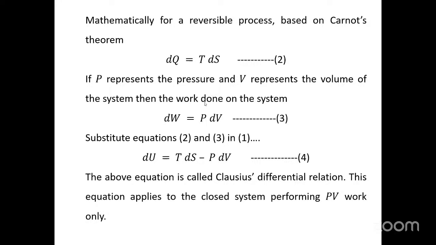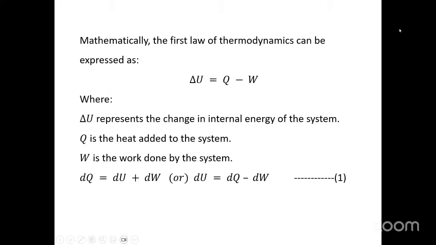Pressure and volume, ma'am. Yeah, in that third equation, pressure and volume represent the work done on the system. dW is equal to PdV, where P is the pressure and V is the volume. Yeah, substitute equations 2 and 3 into the first equation. What is our first equation? dU is equal to dQ minus dW, or dQ is equal to dU plus dW.